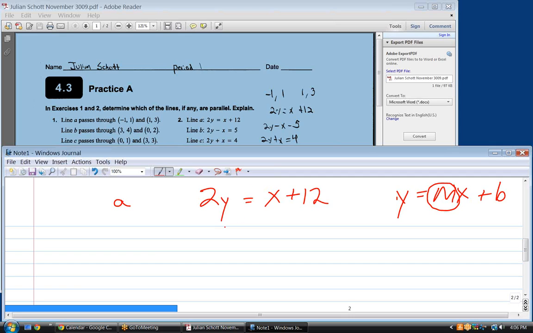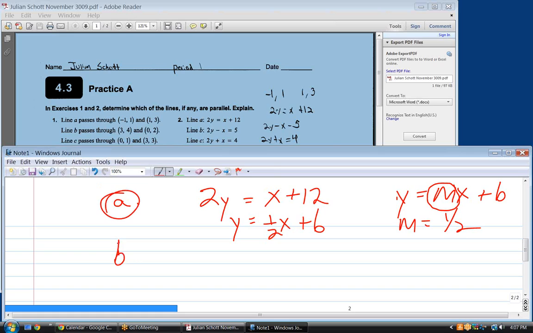Okay, so how would I do that? How do I turn that into a y equals something? Do you divide it by 2? Okay, what do you have when you do that? Half x plus 6. Okay, what's the slope of that? 1/2 x. No, just 1/2. It's not the x, it's the coefficient of the x. Okay, so that's the slope of A.